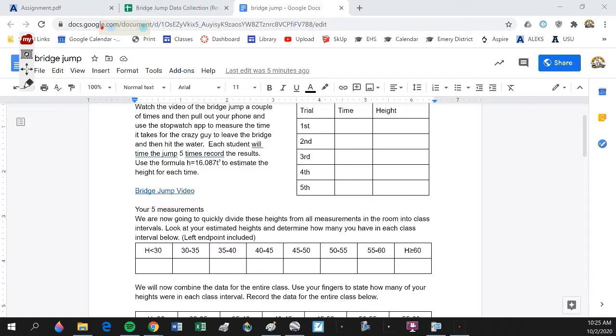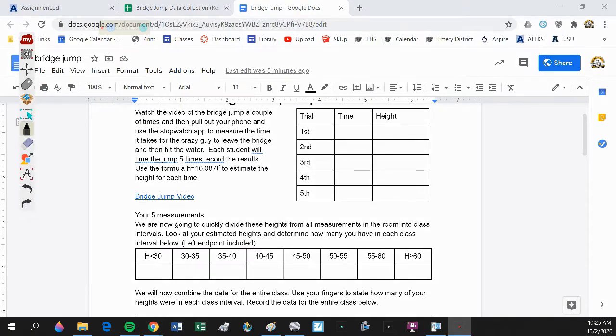Okay, you're back. So let's say that my first time was 1.4 seconds. Then I use this formula. This is the acceleration due to gravity. So 16.078 times 1.4 squared is 31 feet.